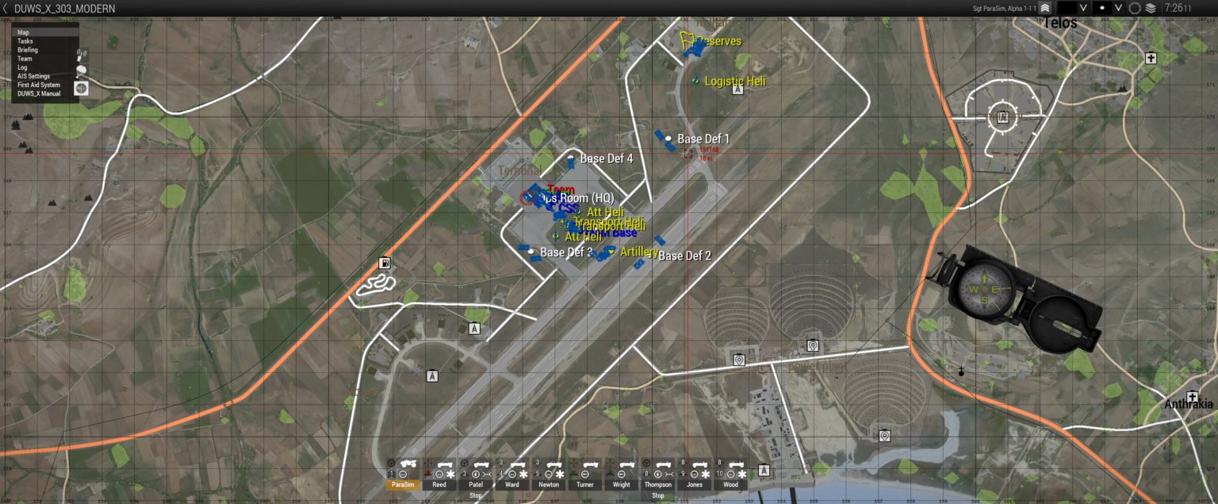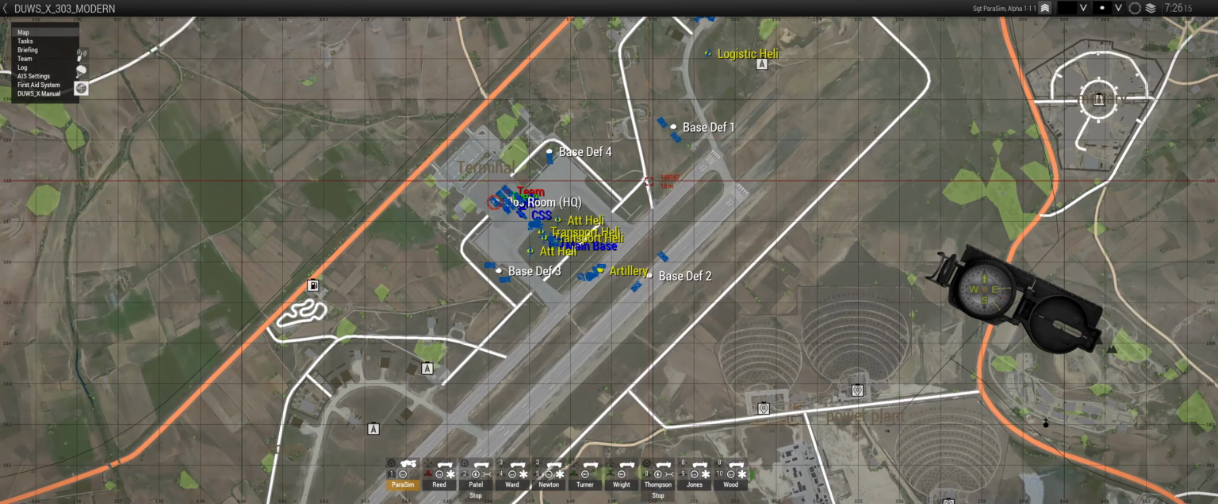Some people say FOB, some people say PB, patrol base. We normally use PB. The term PB is what we normally use. I don't think I've really heard people say FOB in my time. It was definitely PB, patrol base.